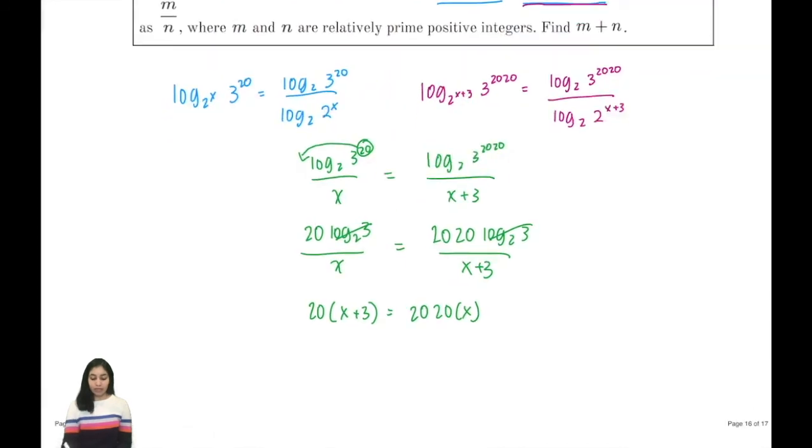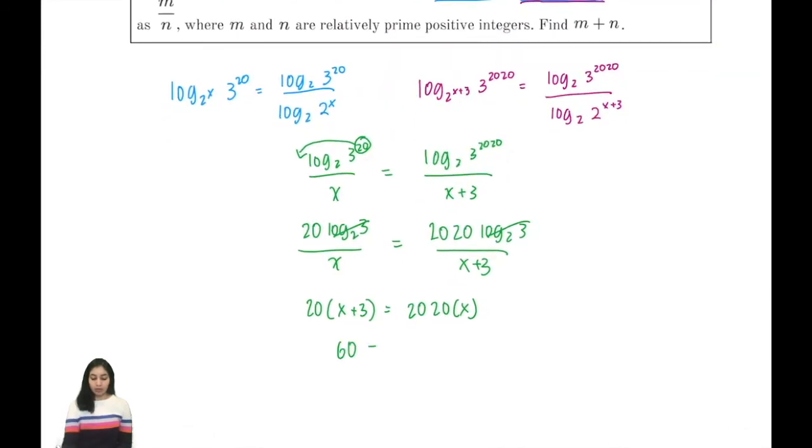Further simplifying this tells us that 60 is equal to 2000x, or x is equal to 60 over 2000, which can be simplified to 3 over 100. And again, this problem is looking for m plus n, and that tells us that our answer is just 103.